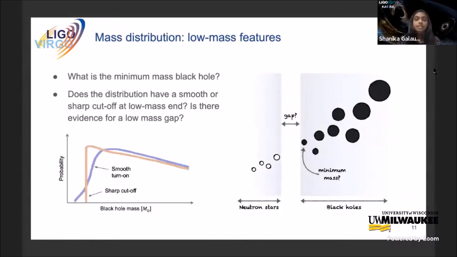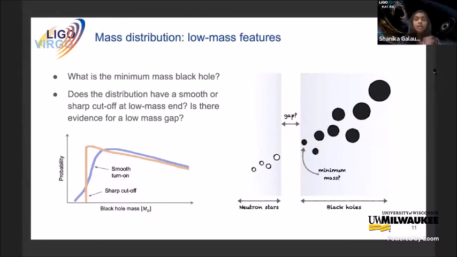So starting at the low mass end of the distribution, we can look at things such as what's the minimum mass of a black hole, but we can also look for the shape at the low mass end of the distribution. So looking at the plot on the bottom left, we can study whether we see a sharp cutoff or whether it's more of a smooth distribution.